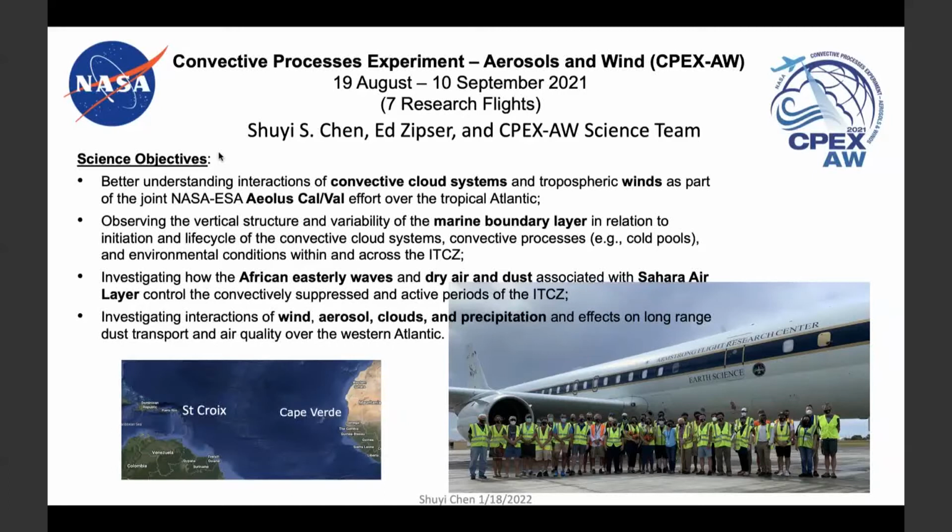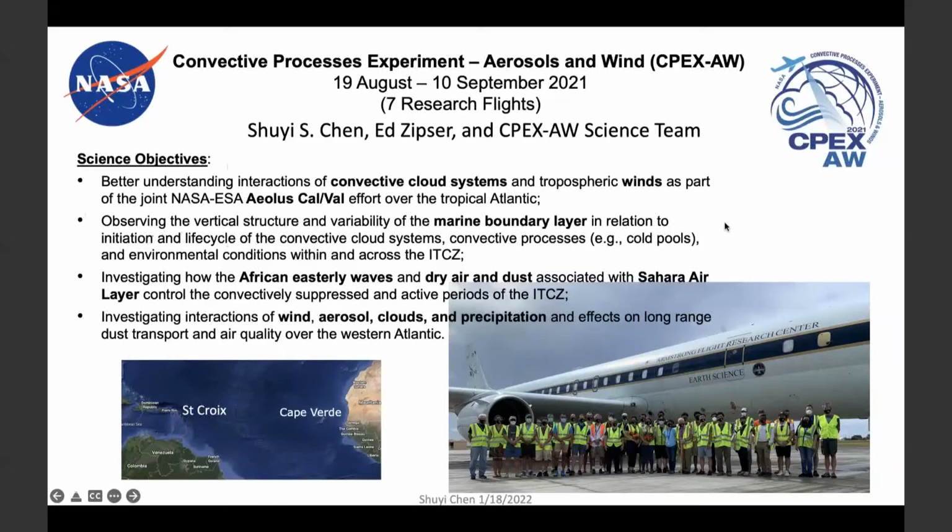Tropical winds is probably the most important driving force for many things, especially the global circulation. So they've been putting over almost 2.5 decades of effort to get this in space. This particular program, as you see, is joint with the ESA as a larger effort. Our team is also geared to observing the vertical structure and the variability of the marine boundary layer. That's another big thing for climate modelers.